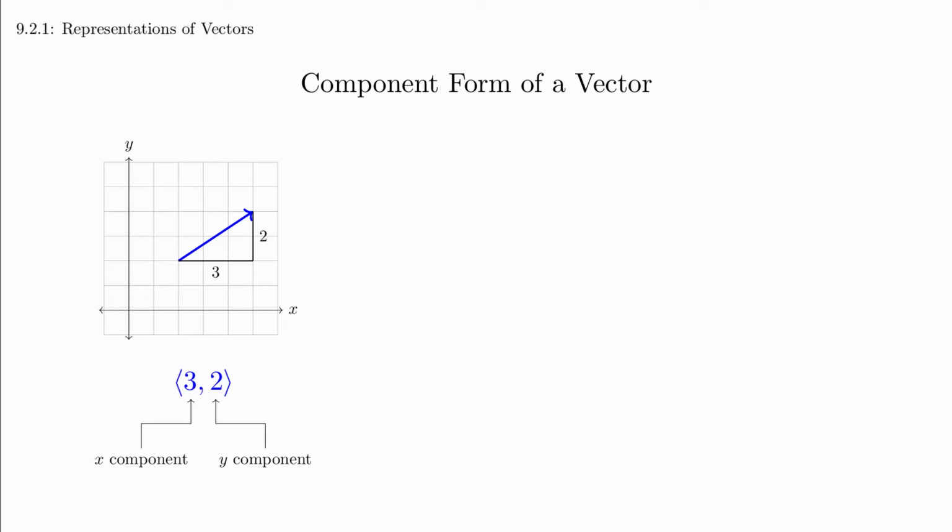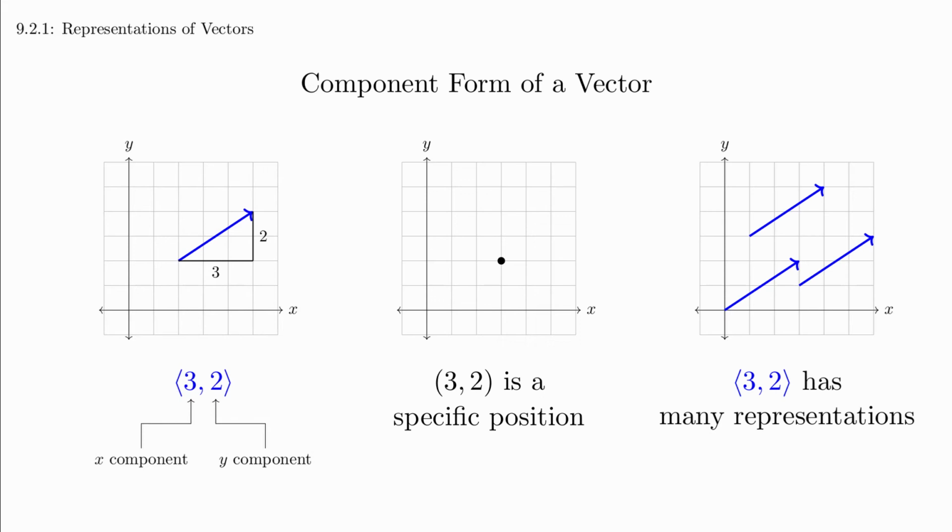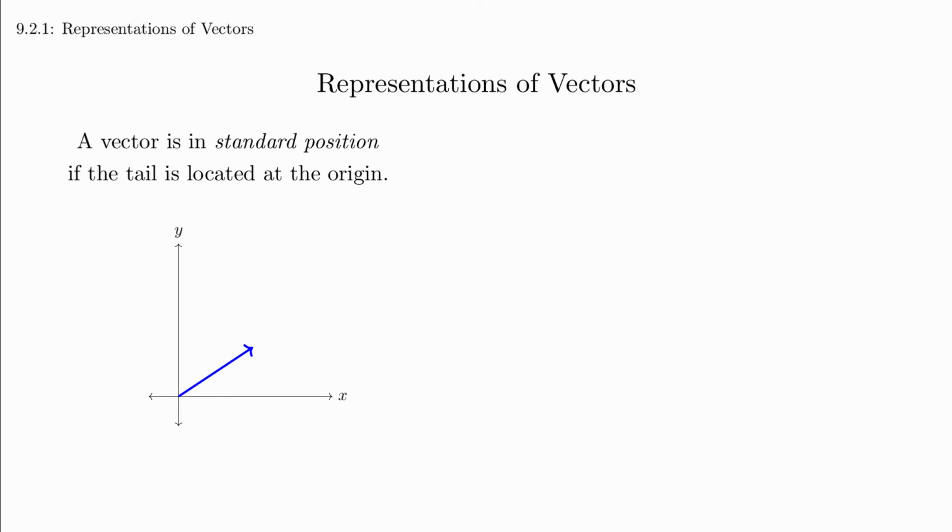This is known as the component form of a vector, with 3 being the x component and 2 being the y component. It's very important that you use pointy brackets and not parentheses, as this helps us distinguish points from vectors. The point (3, 2) is drawn in exactly one way, but there are many ways we can draw the vector ⟨3, 2⟩. But just because they aren't the same, it doesn't mean that they aren't related. If we draw the arrow with the tail at the origin, we say that it is in standard position. When we draw the vector ⟨a, b⟩ in standard position, its tip is at the point (a, b).